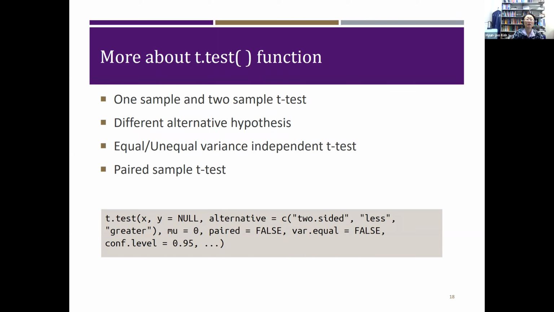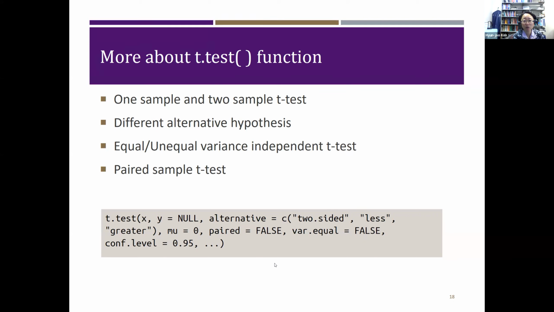In general, the t.test command can cover all the inference statistics we learned in basic statistics. We can do one-sample and two-sample t-tests with different alternative hypotheses. In two-sample mean comparisons, we can do both paired and independent t-tests. And also we can do equal and unequal variance independent t-tests. We can calculate confidence intervals with various levels as well. You can actually see in this format, there are a lot of options in the t.test command.